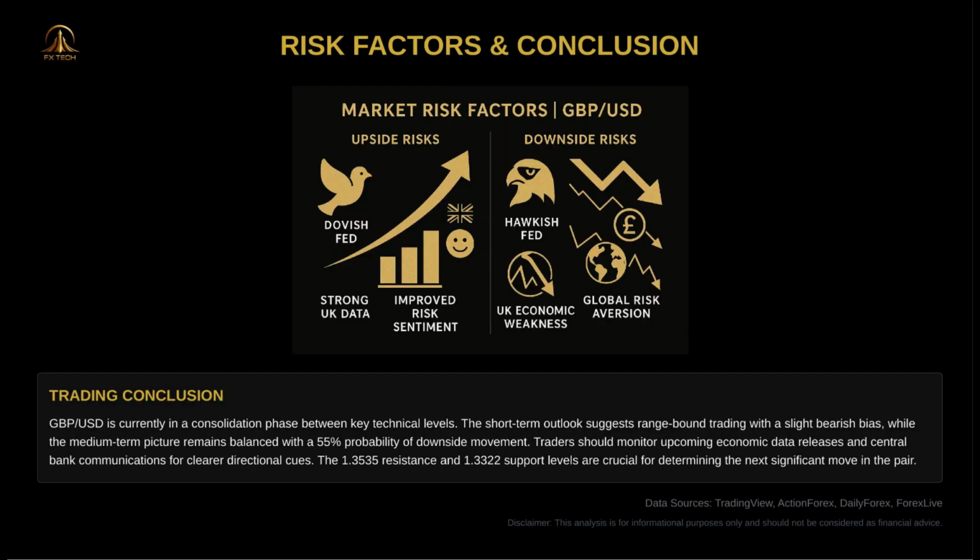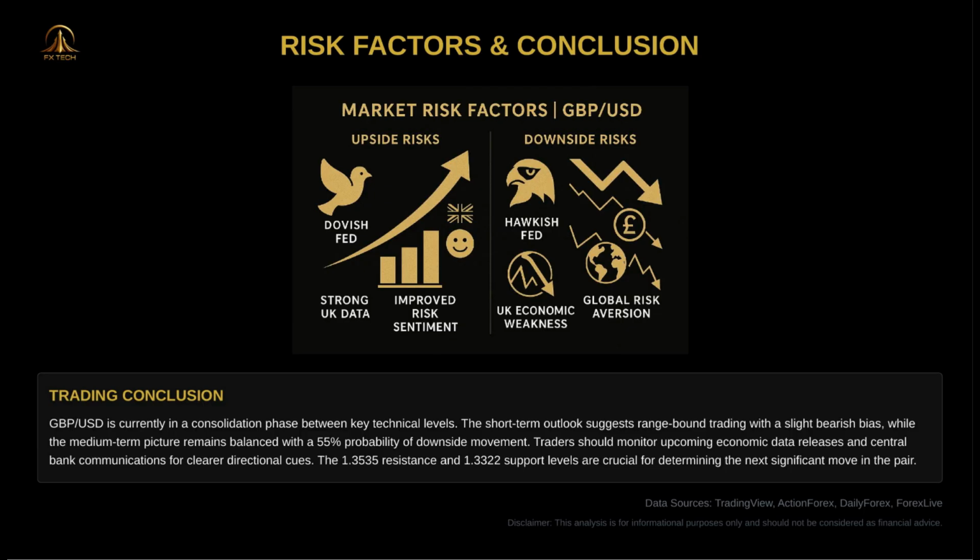Key risk factors for GBP/USD include upside risks, like a dovish Fed, strong UK data, and improved risk sentiment, versus downside risks, such as a hawkish Fed, UK economic weakness, and global risk aversion.